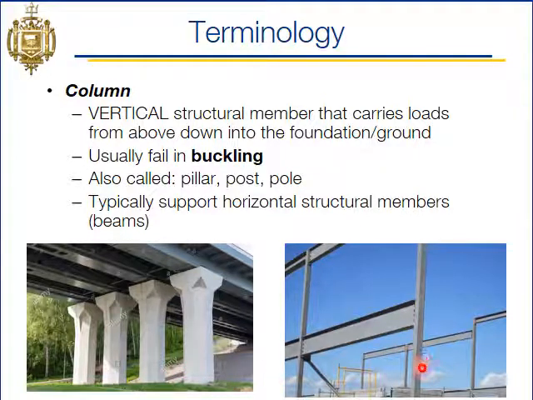Over here on the right, we have a steel building going up, and we have some columns here, and in between the columns are beams, and eventually things will be spanned across the beams, and all that weight will get carried in the columns down to the ground. Some other names for columns are pillar, post, pole. You've probably heard of some of those things and maybe some more. The main role of those columns is to carry the loads and to also support those horizontal structural members, which are called beams.